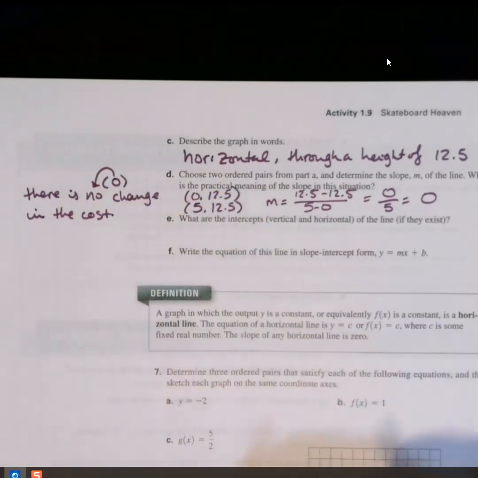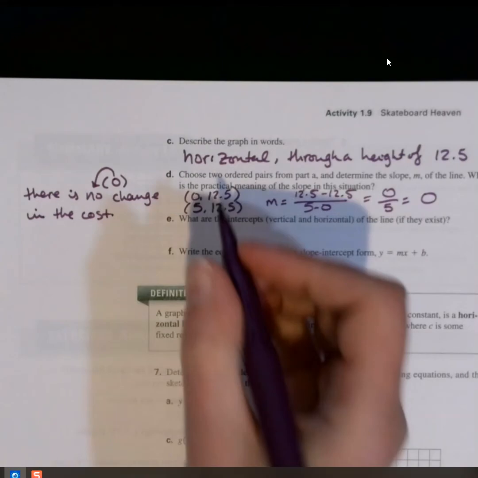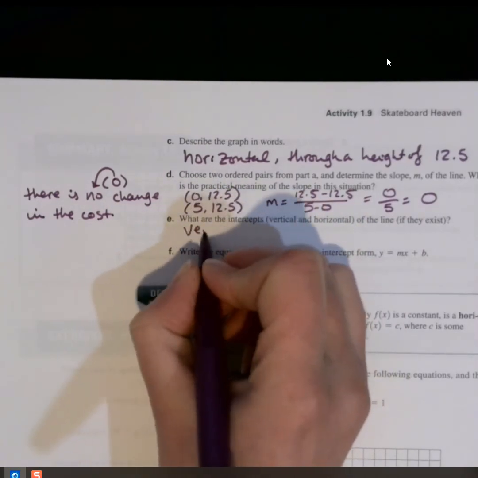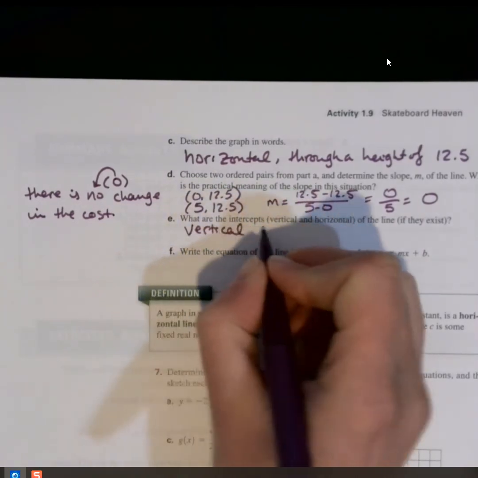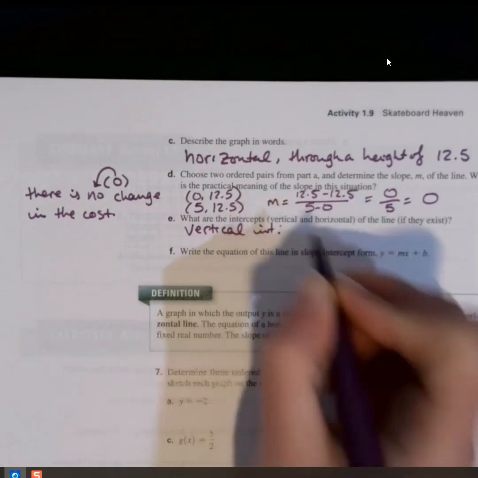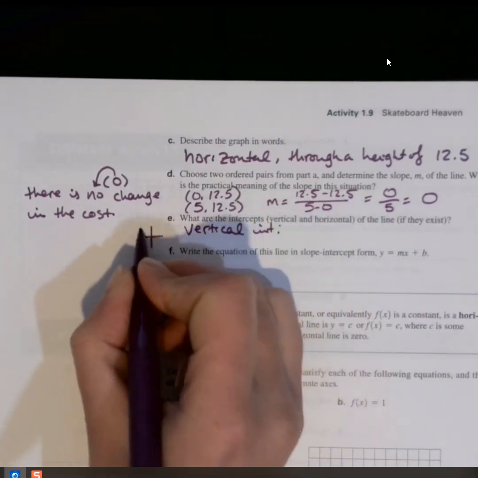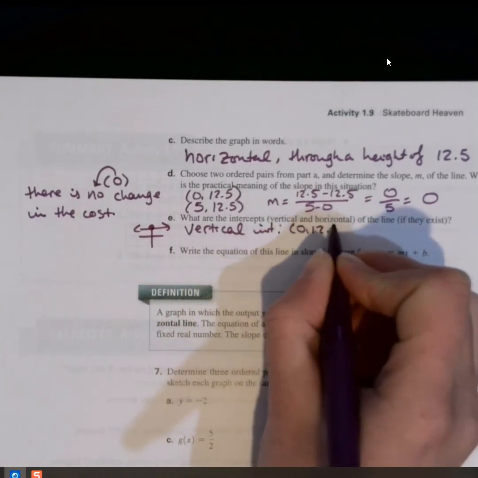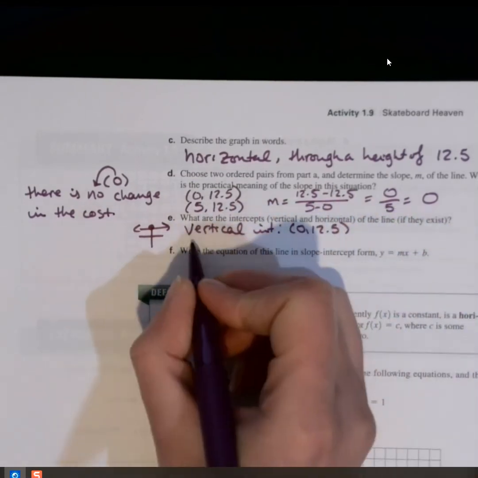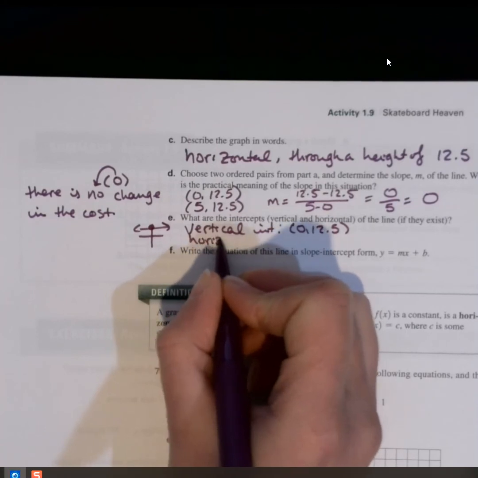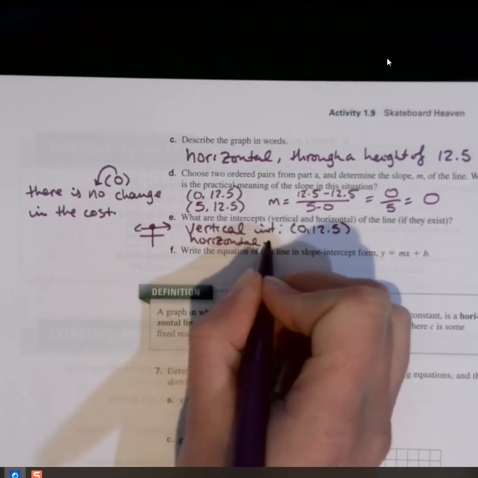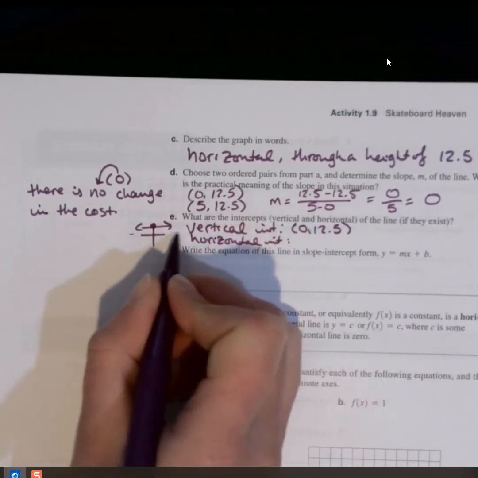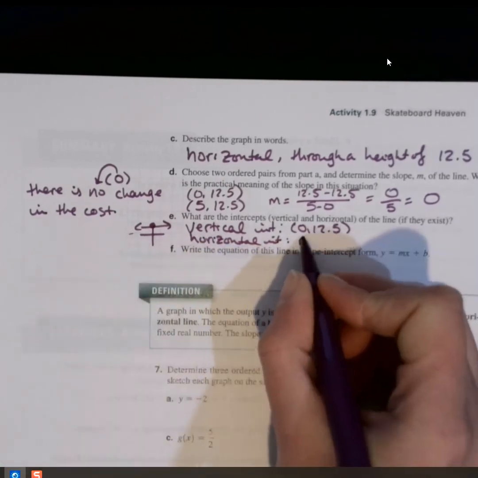Okay. What are the intercepts, vertical and horizontal, if they exist? Okay, so the vertical intercept, remember our line looks like this. The vertical intercept was (0, 12.5). Horizontal intercept, where I touch the horizontal axis, I don't. There is none.